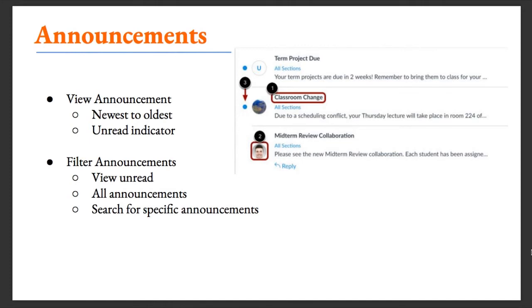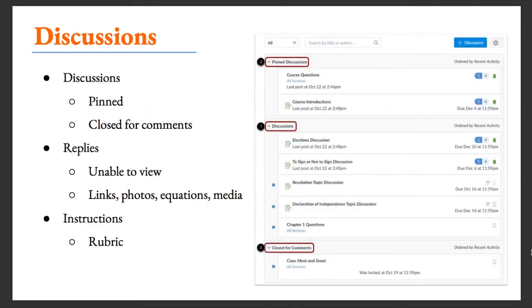You can even search for a specific announcement if you think maybe you've missed something. The next section is discussions, and this is a super important tab, especially for online classes, because a lot of online classes will really rely on these discussions to make sure that you are participating in the course. You'll definitely want to check here for discussion posts by your professor that you need to respond to.